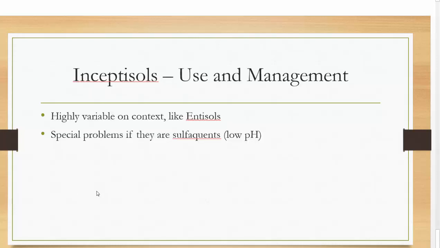In terms of use and management of inceptisols, they are highly variable depending on context, like the entisols, but there is one special group that they talk about in Buell et al., the sulfaquents, which are inundated soils where, if they're drained and they have material that turns to sulfuric acid, they can be very low pH and cannot support plant growth.